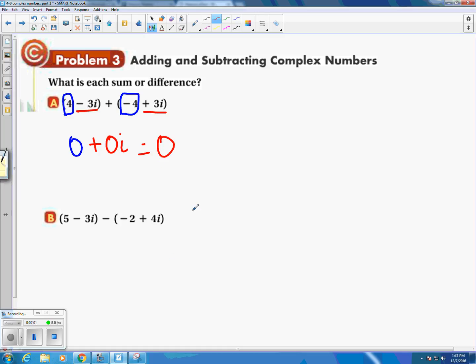We then also have subtraction. When we have subtraction, make sure you distribute the negative to both of the terms in the second set of parentheses. So we have 5 minus 3i plus 2 minus 4i. And we're once again going to combine our like parts. So 5 plus 2 is 7. -3i minus 4i is -7i.